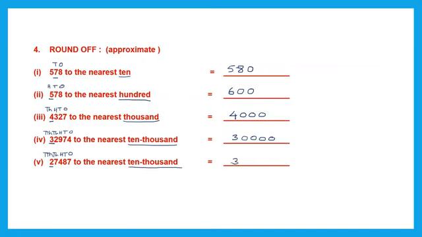And all the digits to its right will all be replaced by zeros. There are 4 digits, so 4 zeros. 1, 2, 3 and 4. That's 30,000 again. So we'll stop with that for now, children.